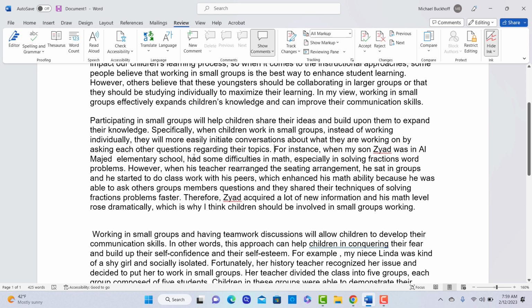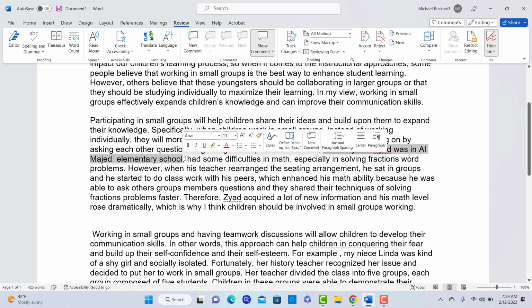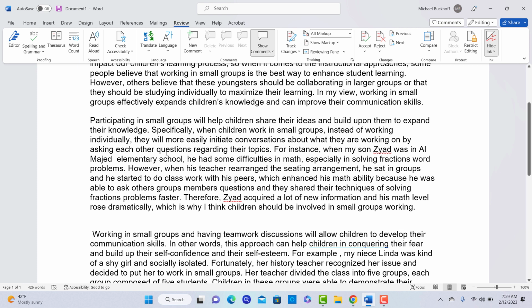Now notice how you have a complex sentence. So "when my son..." here, you see what happened? And you forgot to put that subject in the independent clause part. So be careful when you're forming your complex sentences, right? It consists of two things. You'll have a dependent clause, which has the subordinating conjunction here, plus the subject here and then the verb. Then you have to have the main subject in the independent clause along with the main verb. So for instance, when my son Zayad was in Al Majid Elementary School, he had some difficulties in math, especially in solving fractions.